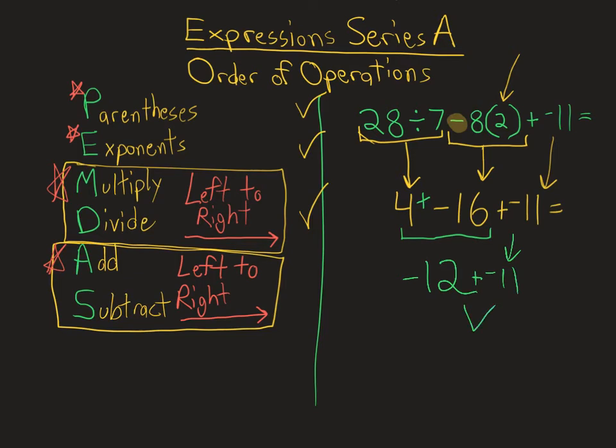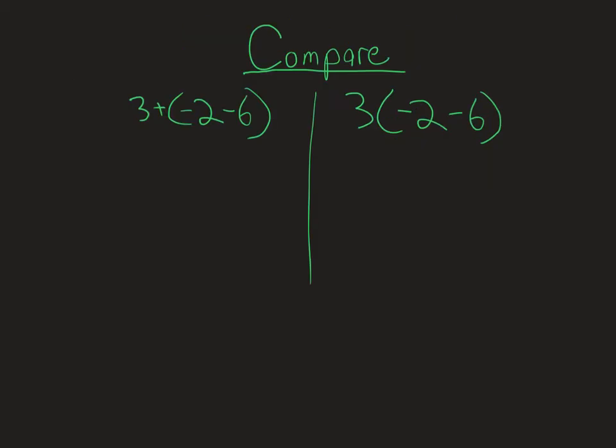Last step of addition, bad guy and bad guy, negative 23. All right, moving on. Okay, let's compare real quick. And what I want you to notice between these two is right here.